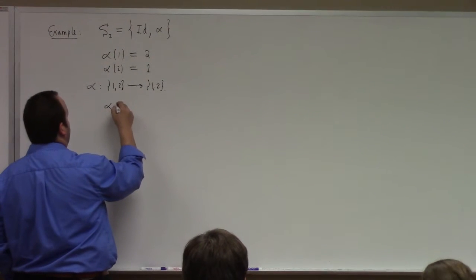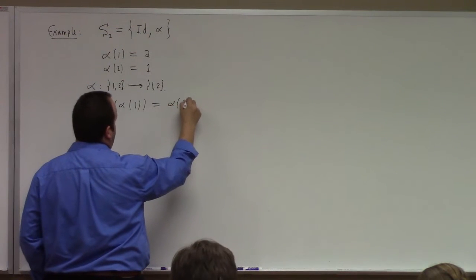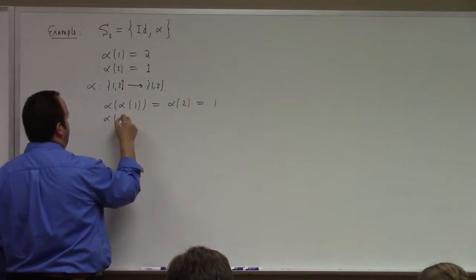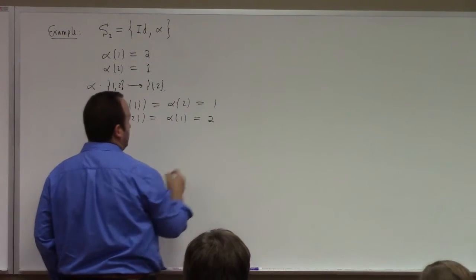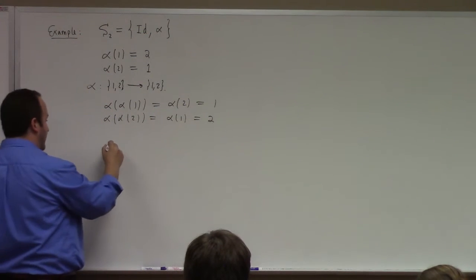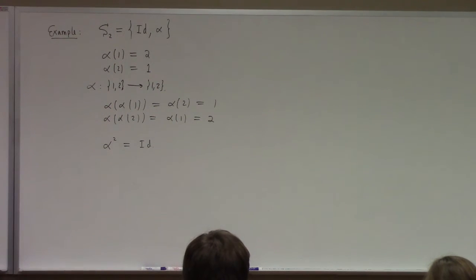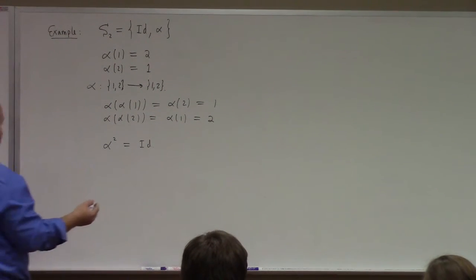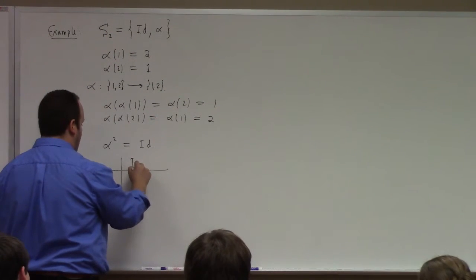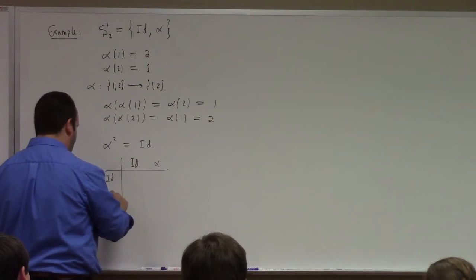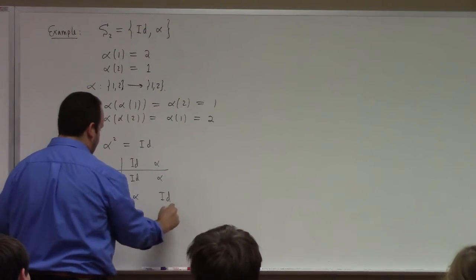And let's see, what else can we see? What if you look at alpha composed with alpha? Alpha of 1 is what? Alpha of 2, which is 1. Alpha of 2, which is what? Alpha of 1, which is 2. So you can easily see that alpha squared is equal to the identity, right? I could make a Cayley table for this. It wouldn't cost me much time. There it is.